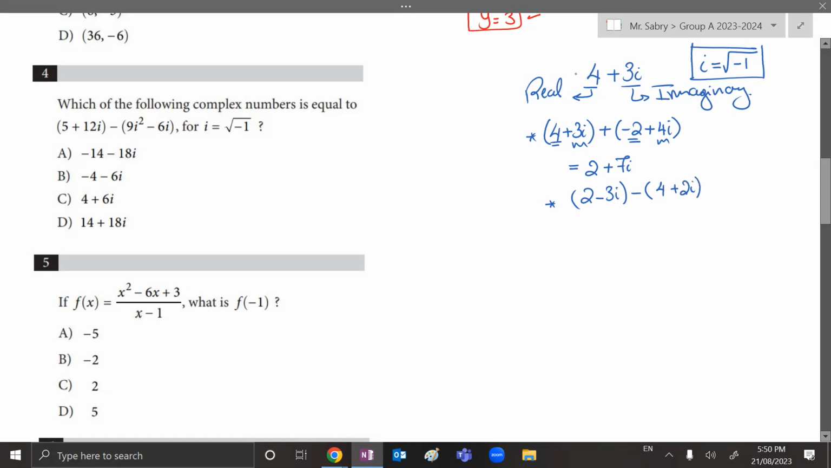So again, a complex number is just a number that has 2 parts in it. This is what we call altogether a complex number. The complex number consists of 2 parts. One is a real number and one is an imaginary number. An imaginary number is any number that has the letter i in it. The letter i represents root of a negative number.